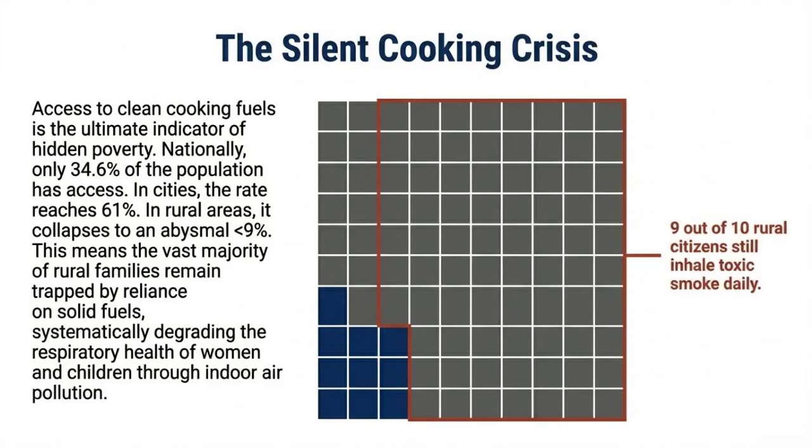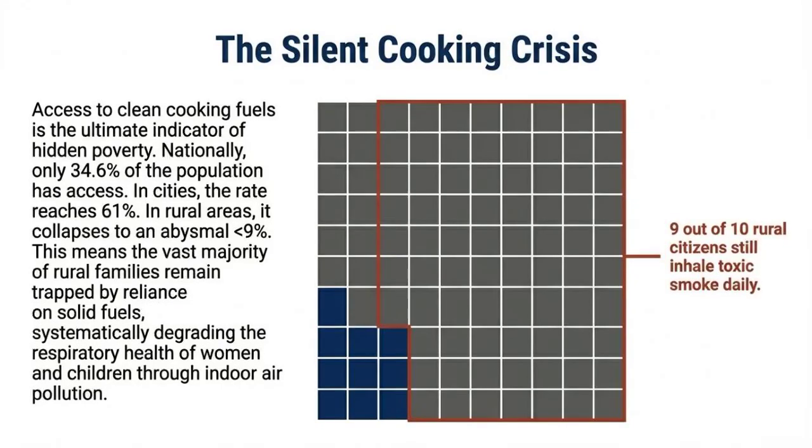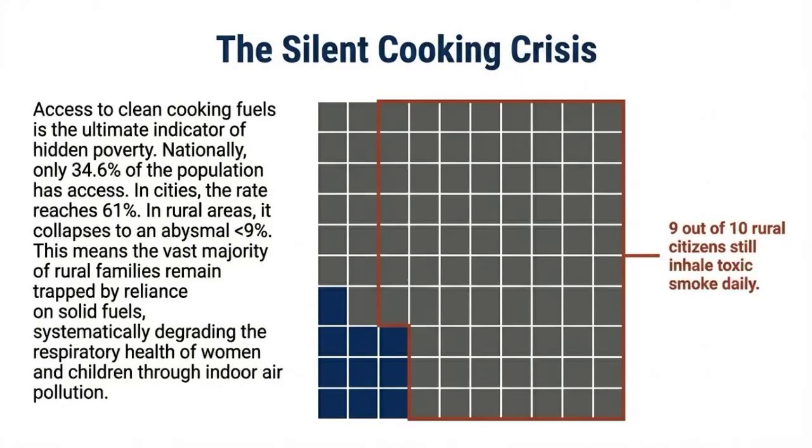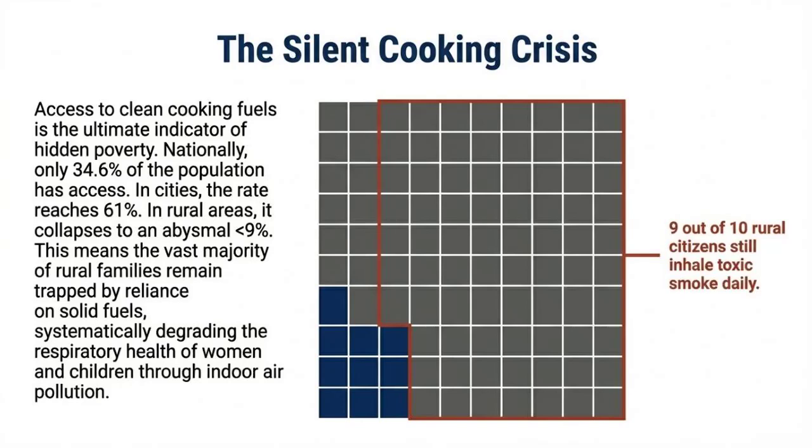And beyond the direct health crisis, there is an immense economic mechanism at play here, too. Time poverty. Yes, time poverty is a massive factor. If a woman in a rural village has to spend 3 or 4 hours every single day walking miles to forage for firewood, chopping it, carrying it back, and then spending another 2 hours tending a low-efficiency fire, she has absolutely no time to participate in that vaunted digital economy. Time poverty completely chokes off economic mobility. A smartphone cannot generate wealth if the user's entire day is consumed by the basic thermodynamic struggle of boiling water.